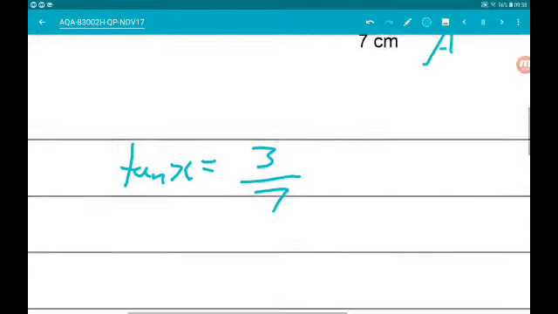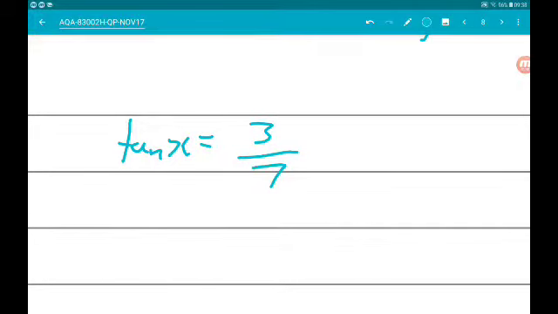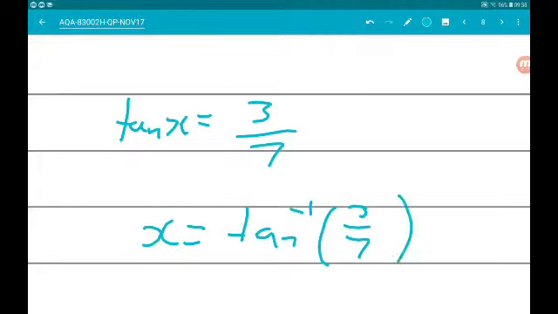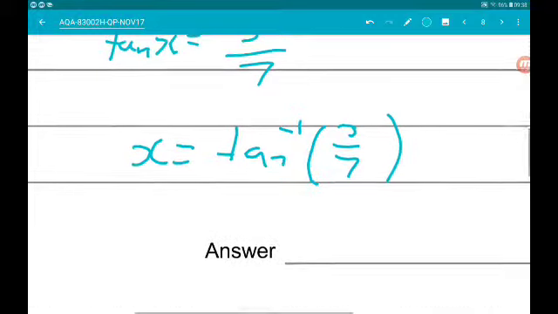Now to get an angle out of trig, we use the inverse trig function on the fraction. So press shift and tan, we get x is the inverse tan of 3/7, which gives us 23.198. So I would round that to 23.2 degrees.